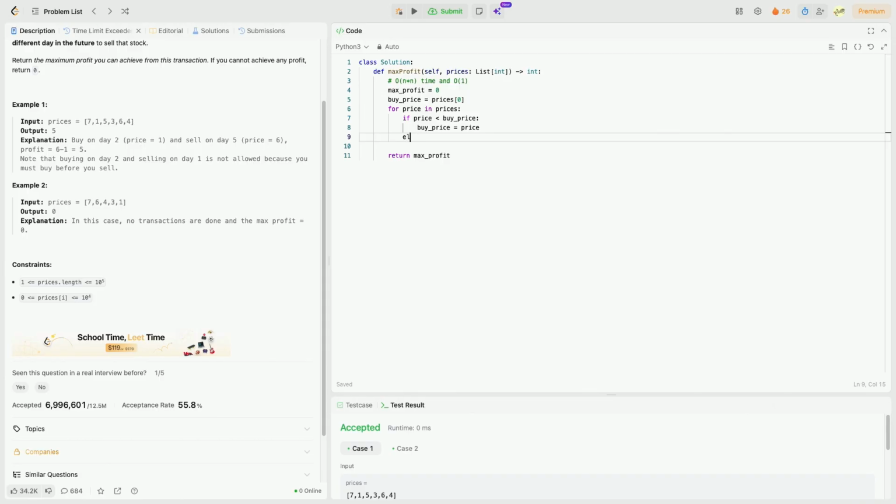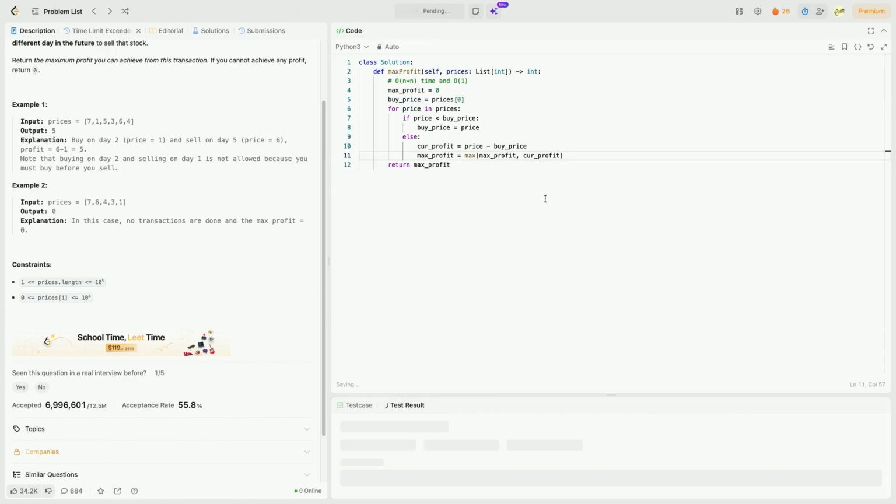Otherwise, we'll compute our current profit. Current profit is, of course, the current price minus the buy price. And we can also update our max profit here. So our max profit will be the maximum of our max profit and the current profit. And here we don't have to update our max profit, because if we buy and sell at the same time, it's not going to do anything for us. So I think that is it.